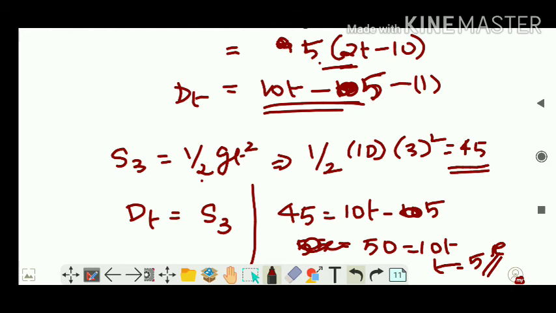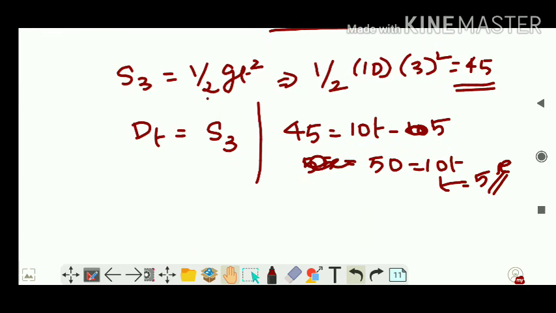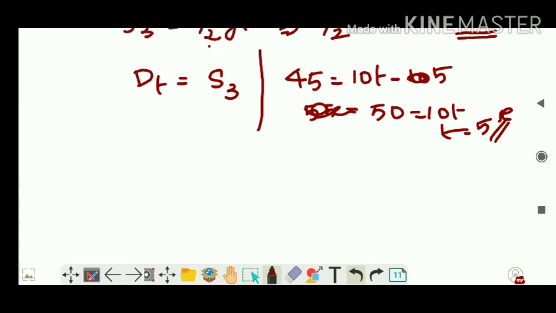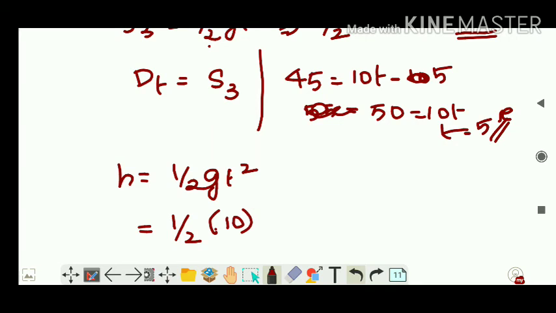So I can substitute this value for any height, right? We are asked for h, right? So h is equal to half gt squared, right? So that is equal to half, g is 10, times the entire time interval, which is 5 squared, right? That is 125 meter. Yeah, so that is the height of the drop or the platform from where the ball is being dropped. Clear? Let's move on with the next question.